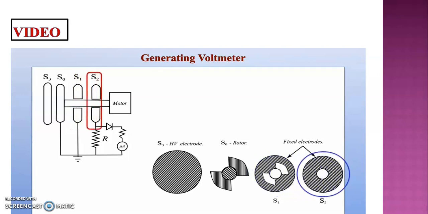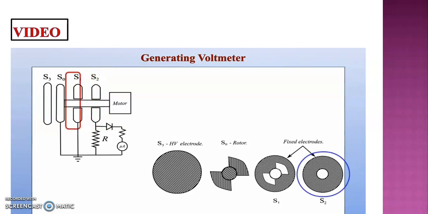Similar in shape is electrode S2, but this S2 is in the form of a disc without any slots cut across it. There is a provision for the motor shaft to pass through it. So both these electrodes along with the high voltage electrode S3 are fixed electrodes.